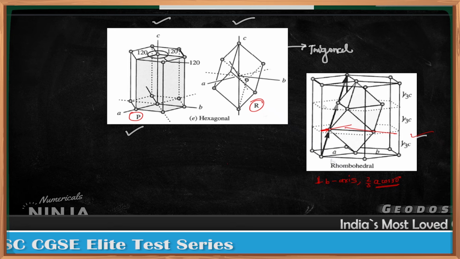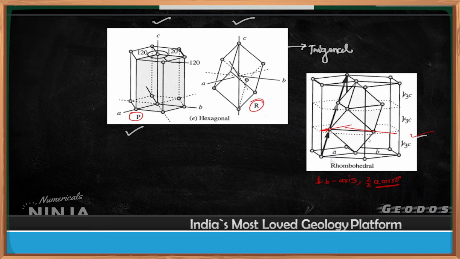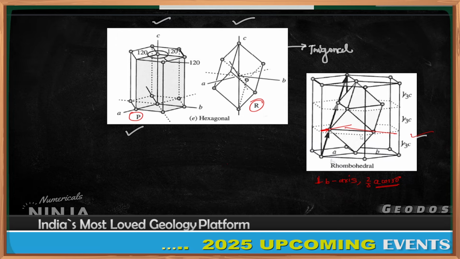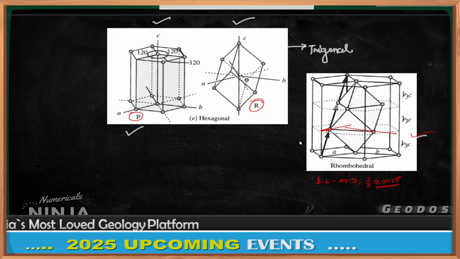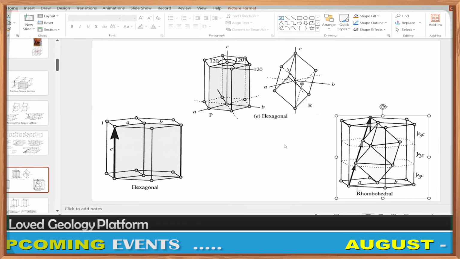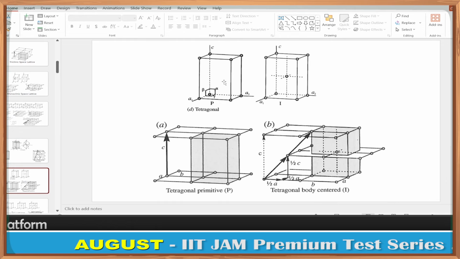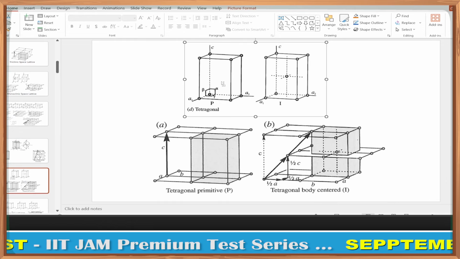Is it clear? 2/3 A cos 30 along the A axis, it is going to be translated, okay, perpendicular to the B axis. And A is done, up is done, and that much is important. In B cases, it will not be that much required. Okay, so the hexagonal part is done.